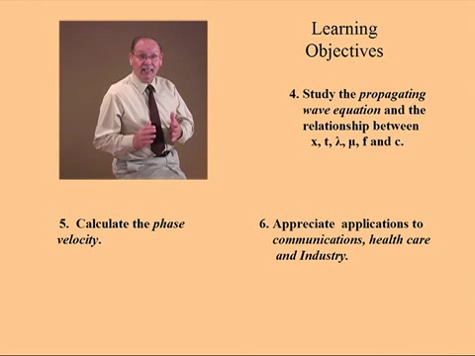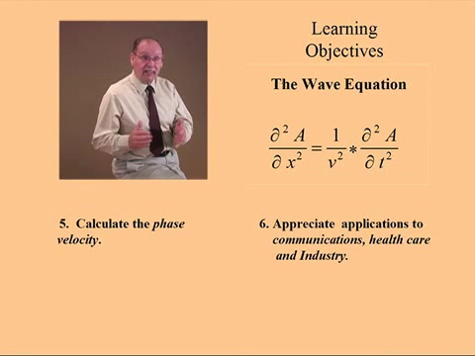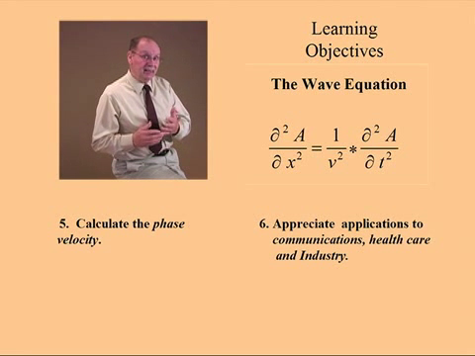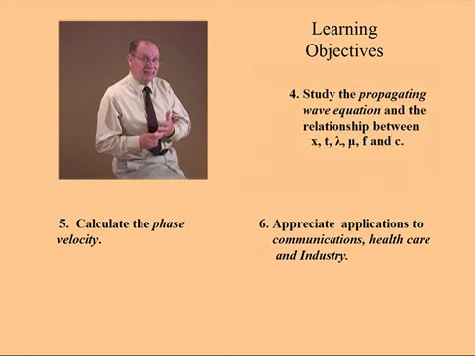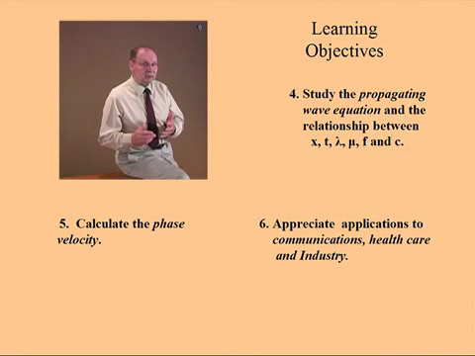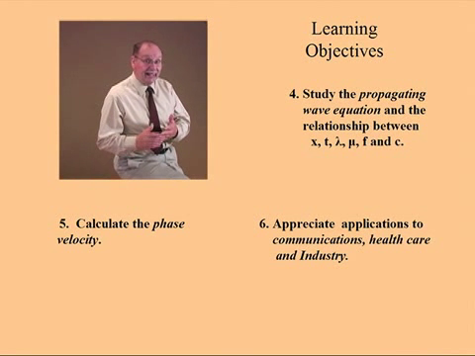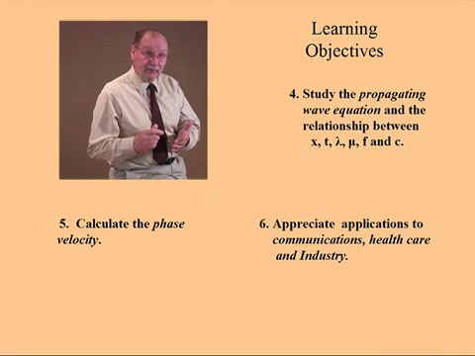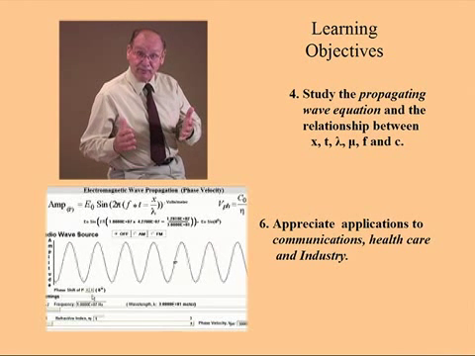Here are the other 3 points, making 6 in all. Number 4 is the study of the wave equation that describes a propagating wave. This involves 2 variables, both x and time. So it's a function of 2 variables, and quite difficult to understand the first time round. And then there are important parameters in this: wavelength, frequency, refractive index, and finally the phase velocity.